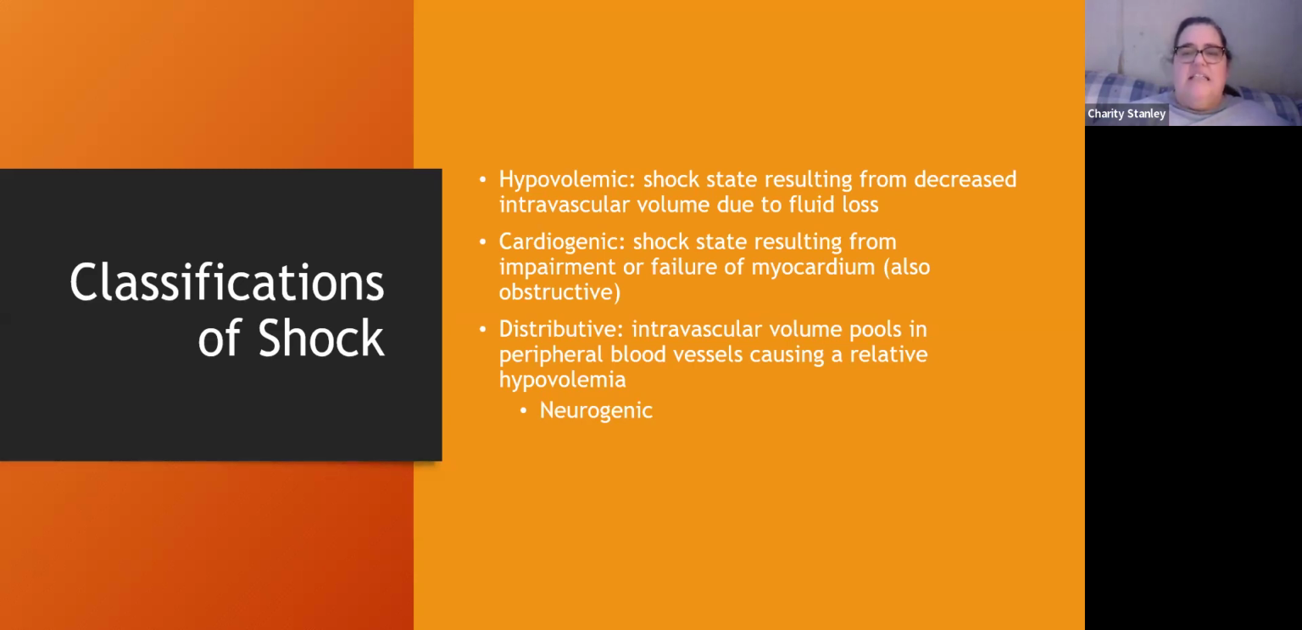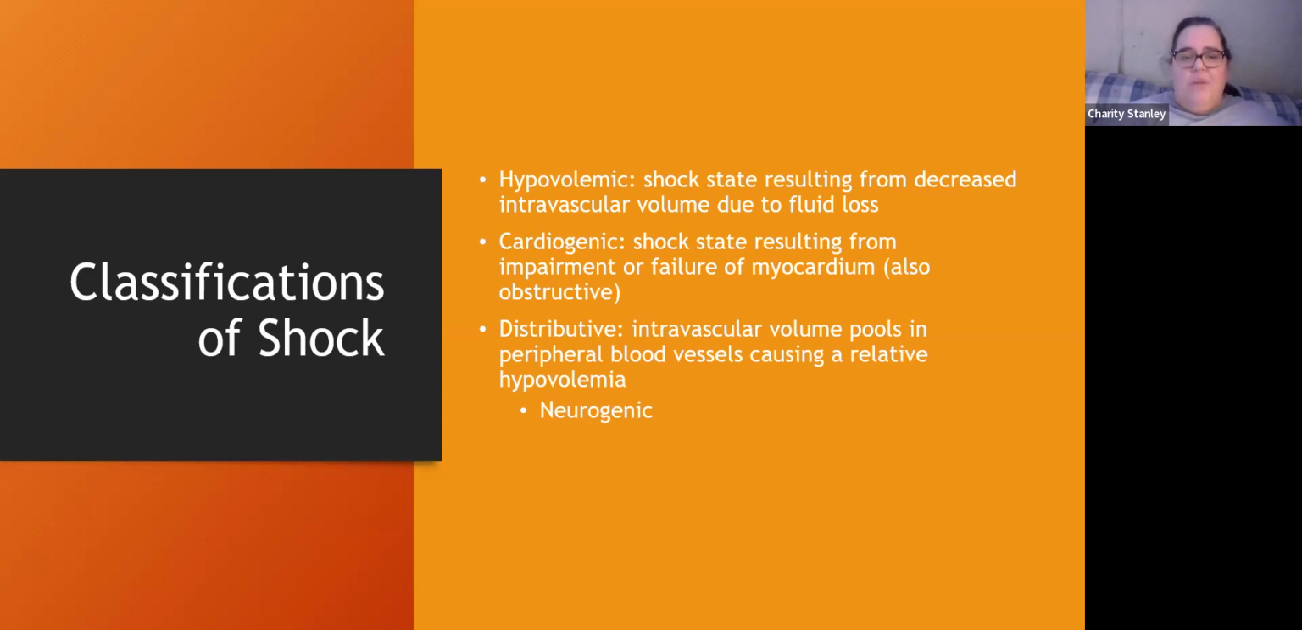Cardiogenic shock. This is impairment. Something's wrong with the heart. It's not able to pump for whatever reason. Okay, that can be an MI. It could be cardiomyopathy. It could be cardiac tamponade. There's several different mechanisms that can throw you into shock.